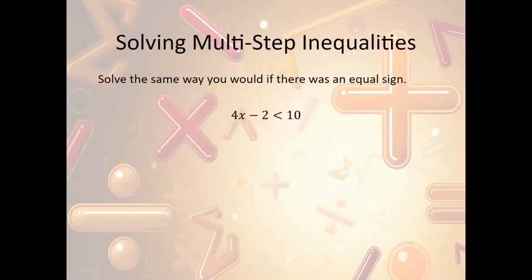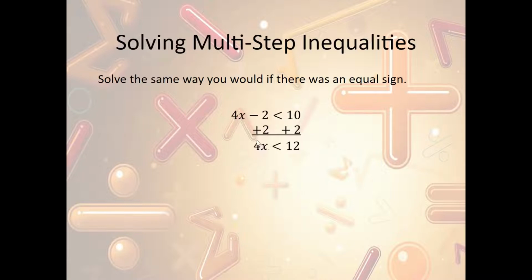Well, first thing we do is we solve it the same way we would if it was an equal sign. So if this was 4x minus 2 is equal to 10, we would just move everything away from the x. We're going to do the same thing here. So we'll start by adding 2 to both sides, and we get 4x is less than 10 plus 2 is 12. Then we get rid of this 4.